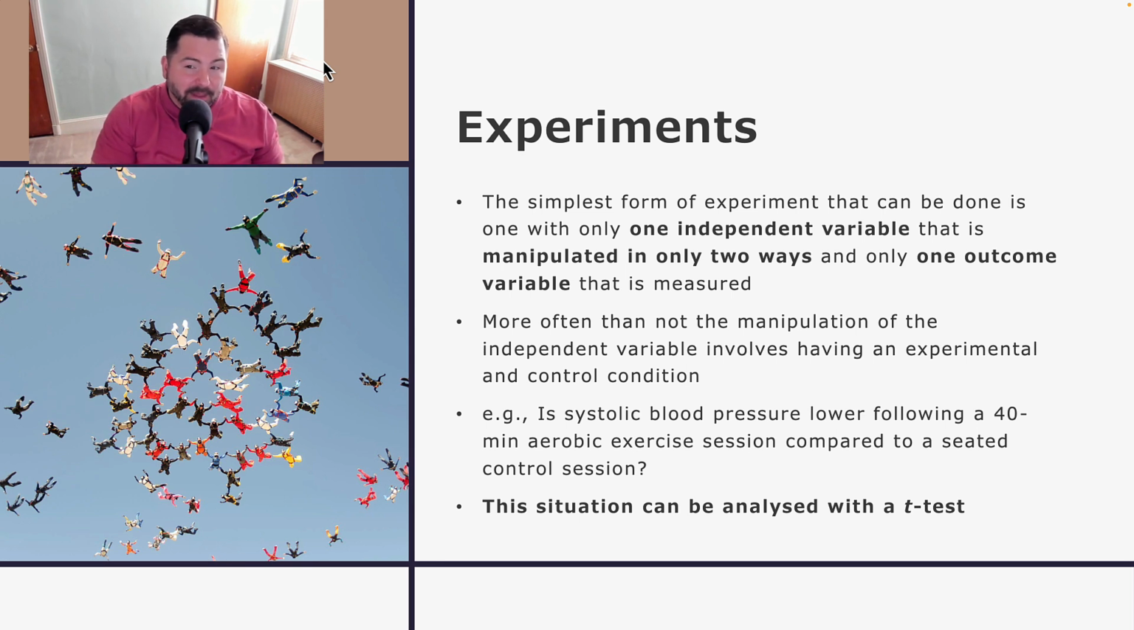So more often than not, when we manipulate the independent variable, you're either going to receive a treatment or a control. And as the slide shows here, one kind of research question that has an experimental design would be answering the question about, is systolic blood pressure lower following 40 minutes of aerobic exercise compared to a seated control session? And so because we only have aerobic exercise compared to a seated control session, we only have two entities, two means, two standard deviations, and we can compare the means and the standard deviations according to those two possibilities. A t-test really seems to make sense in how we analyze this question.